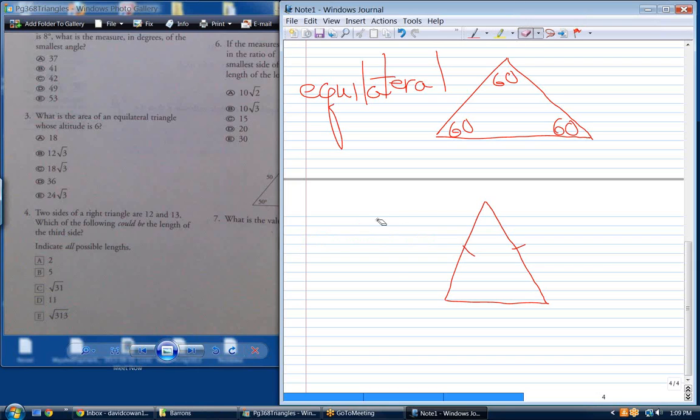Okay, so if we have an equilateral triangle whose altitude is 6, that's the altitude. Yeah, in Denmark we call it the height. Right.